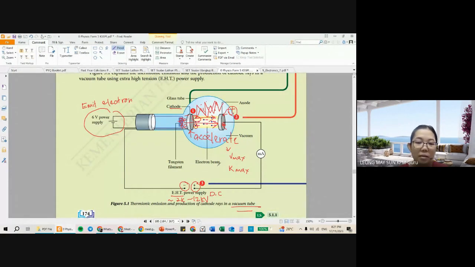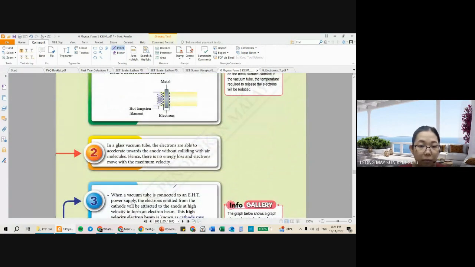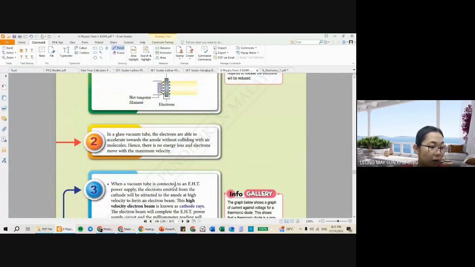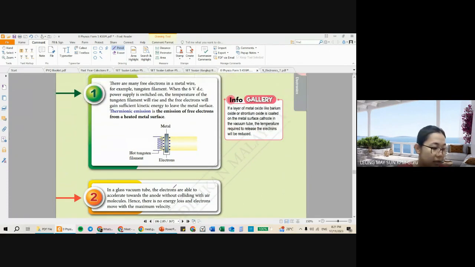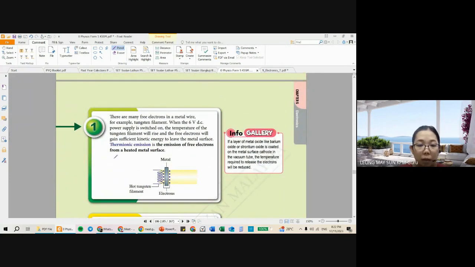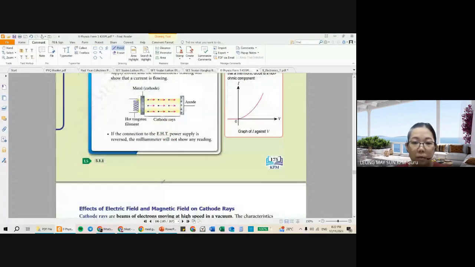So that's the main purpose of why we need to have the term ionic emission at the vacuum tube. Up to here, are you guys all right? Okay, so for cathode ray, also this term ionic emission, able to understand? All right, good. Now, let's see what else I have to talk about.